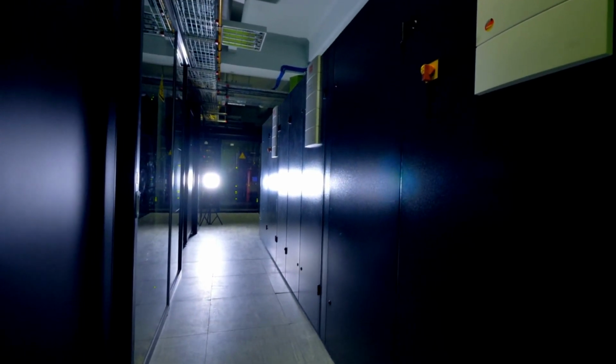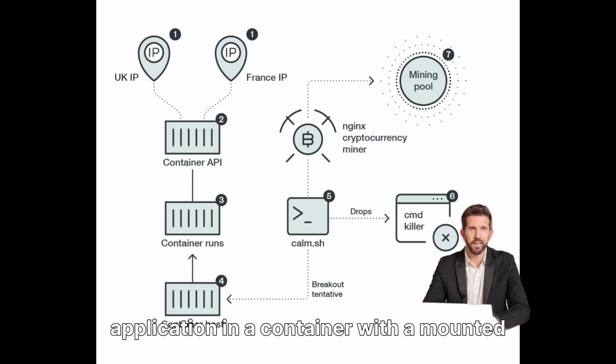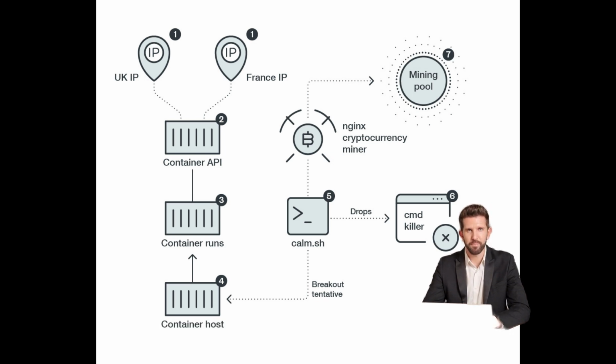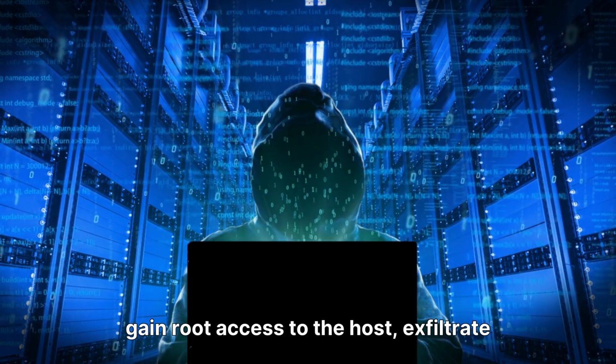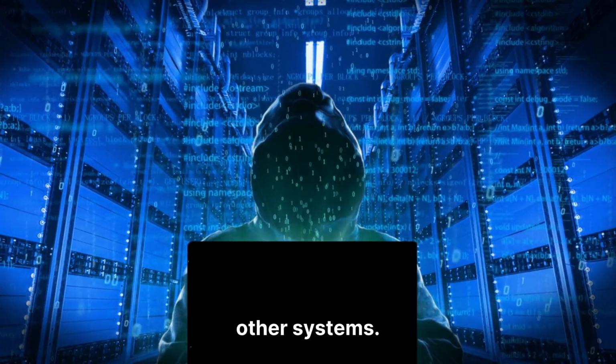any compromise. In a real-world scenario, a compromised web application in a container with a mounted Docker socket can lead to container escape. The attacker can then use CRUT to gain root access to the host, exfiltrate sensitive data, and move laterally to compromise other systems.